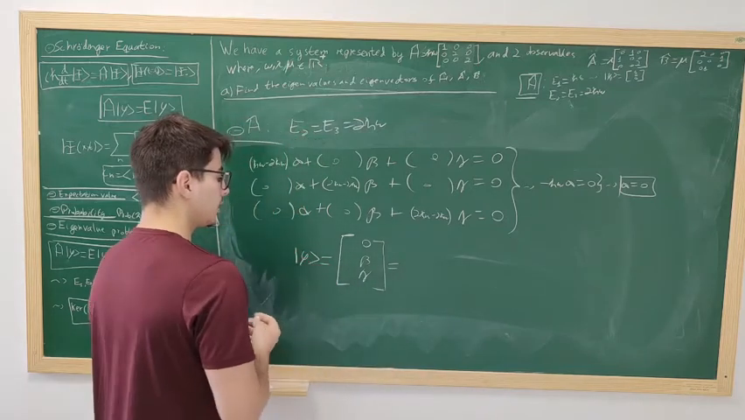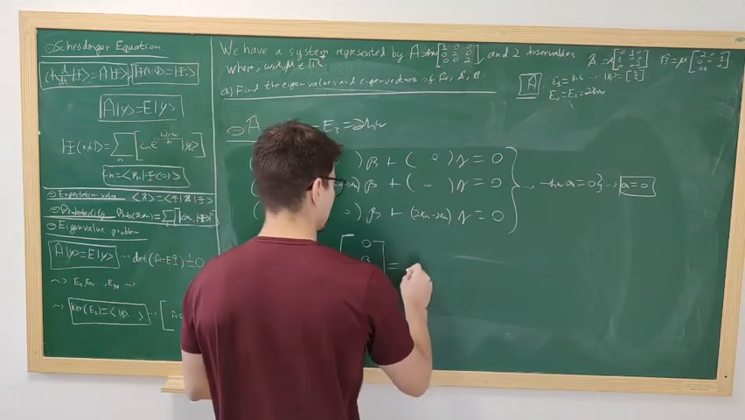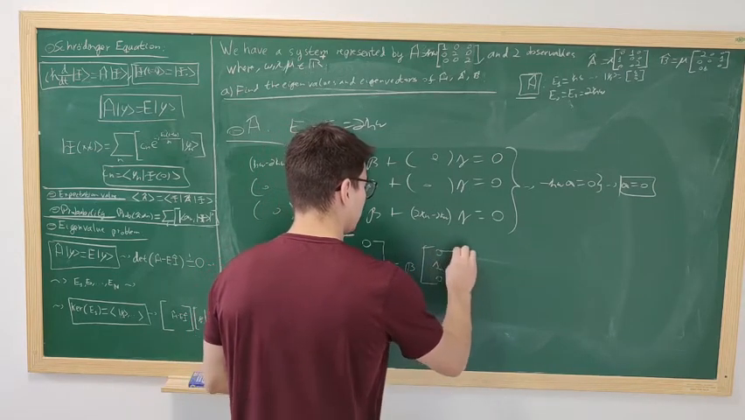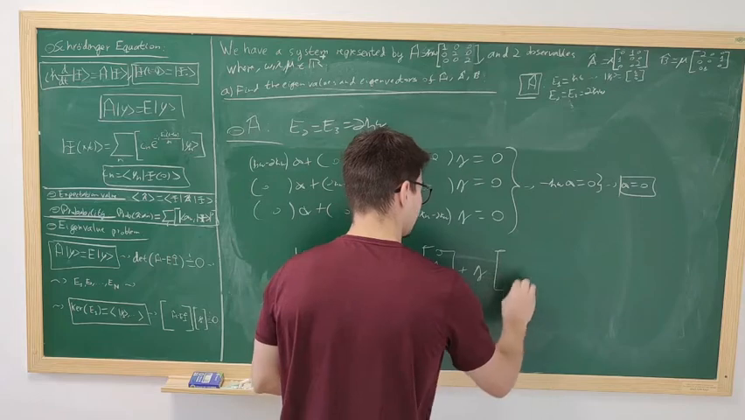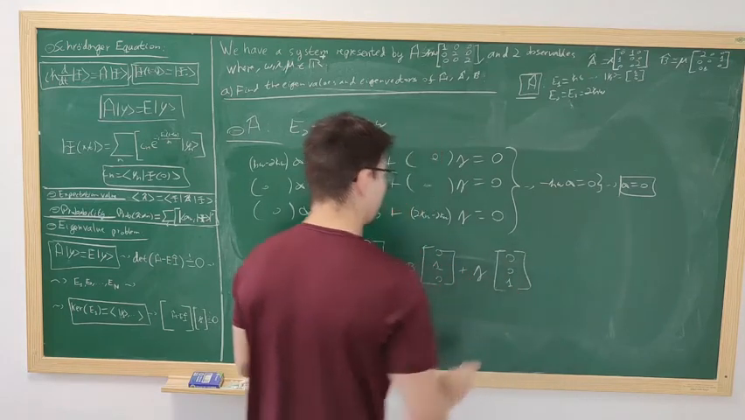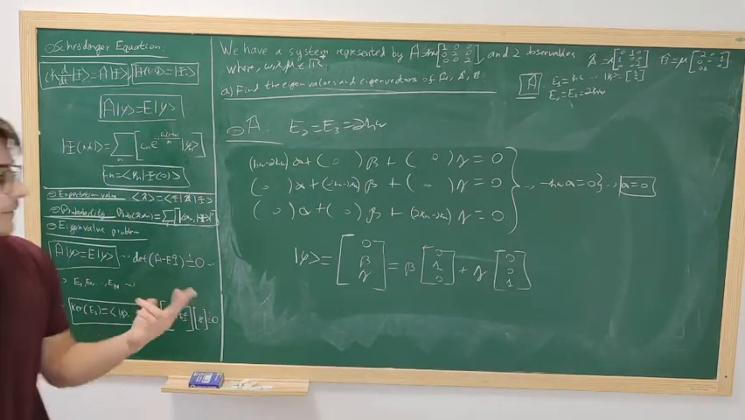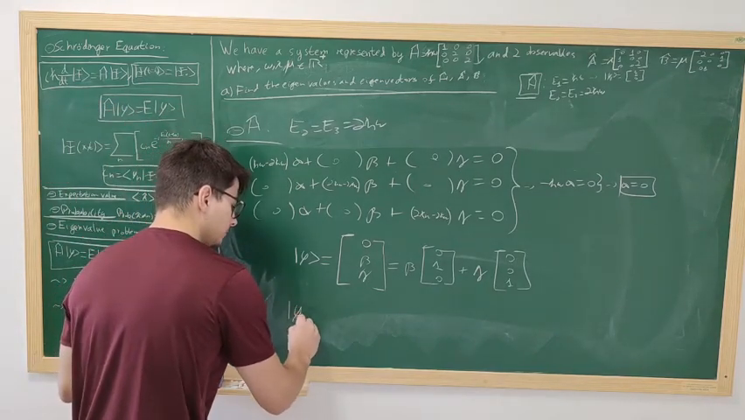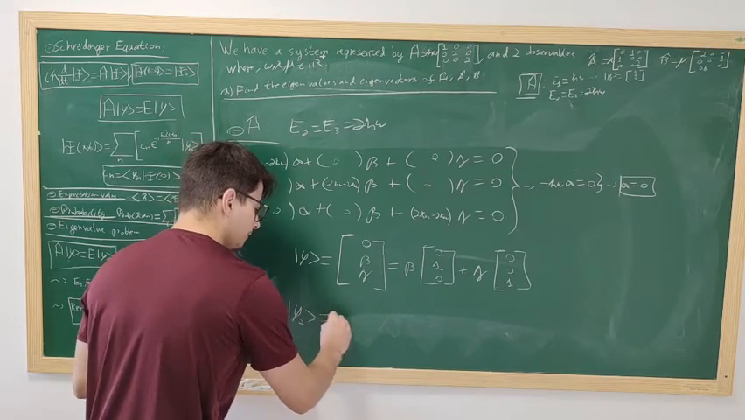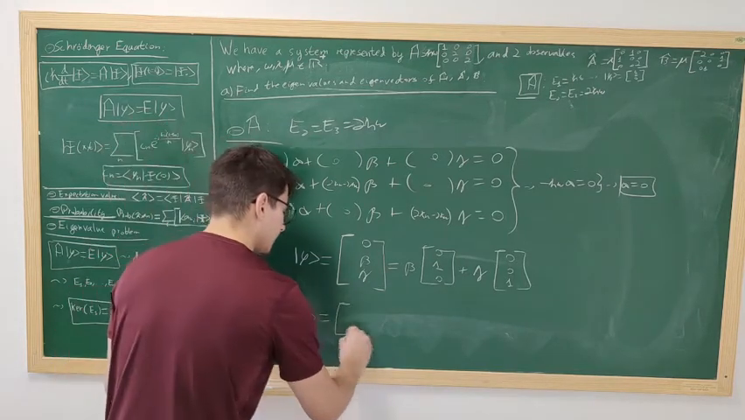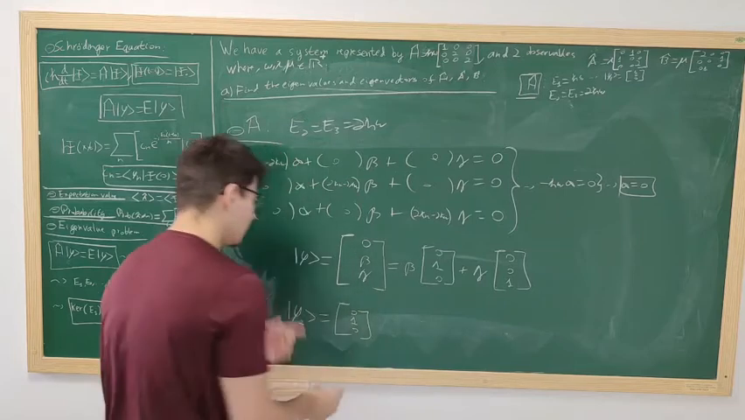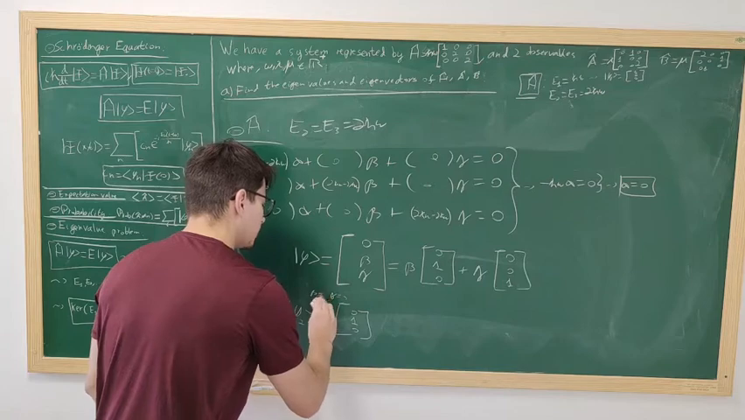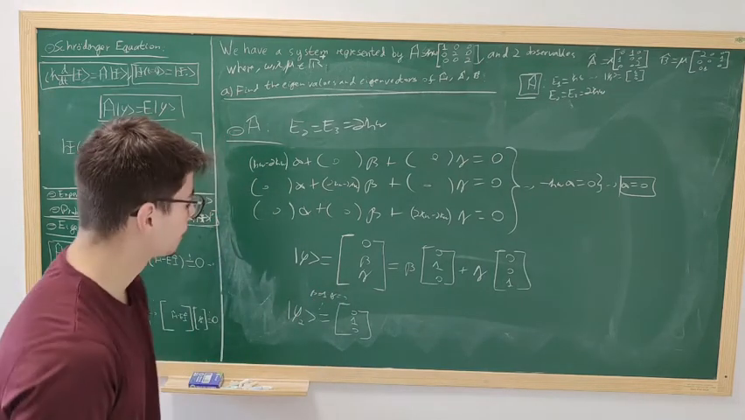And we can actually just represent this as beta (0, 1, 0) plus gamma (0, 0, 1). This means that we have two eigenvectors. One of them, which we will call psi 2, is just (0, 1, 0), because we are choosing beta equals 1 and gamma equals 0.